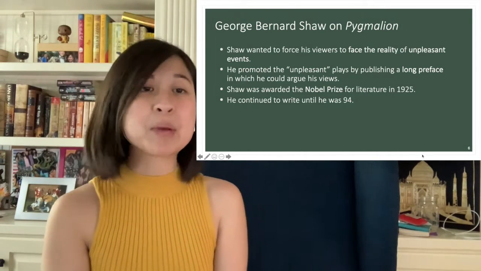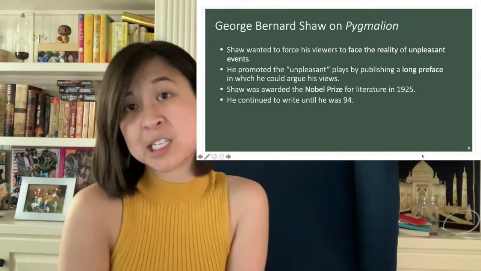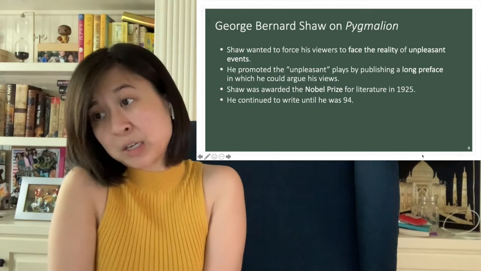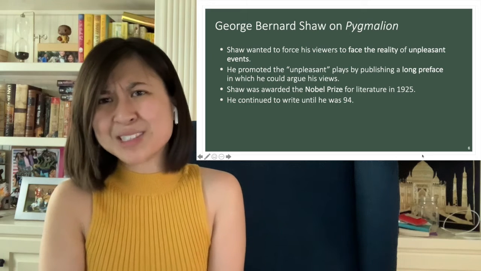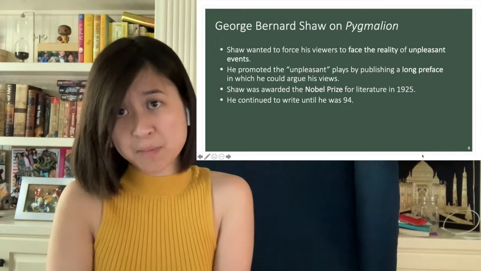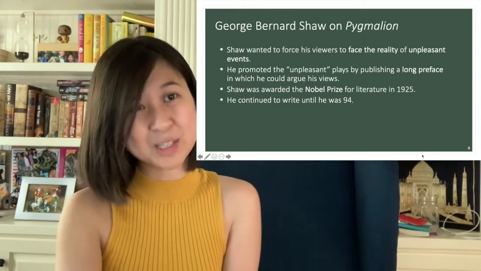He was awarded the Nobel Prize eventually for his literature in 1925, and he really continued to write until he was 94, which is like 70 years. 70, that's a long time of writing. It's pretty impressive.